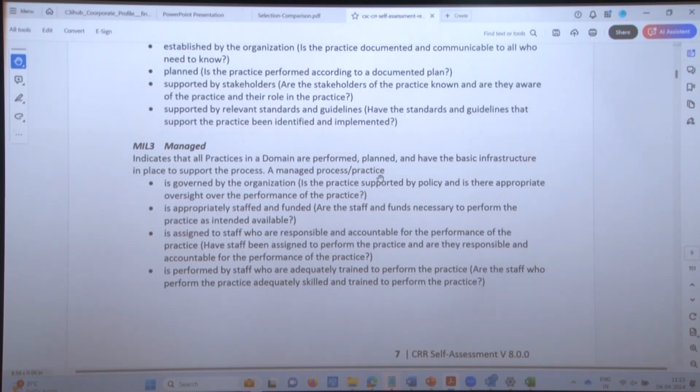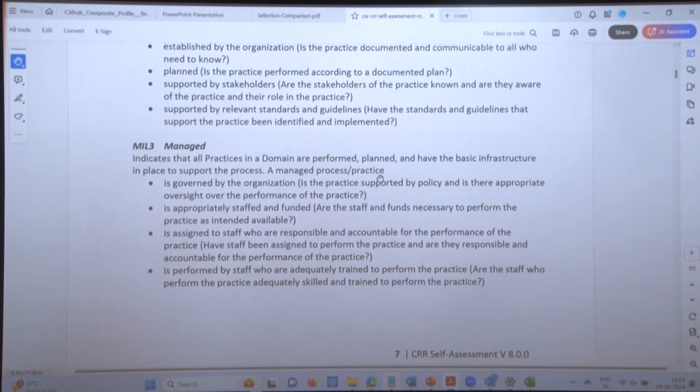So see the difference here, and this is important to understand. Here we are saying that the practice is documented and communicable, right? Here it's still kind of dependent on the CISO and the team that is doing it. They are basically documenting it and they are communicating it. Hopefully everybody is listening to the CISO and so on, so therefore it is working out. But it is still not governed by the organization.